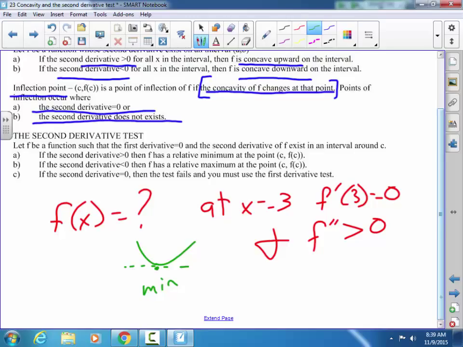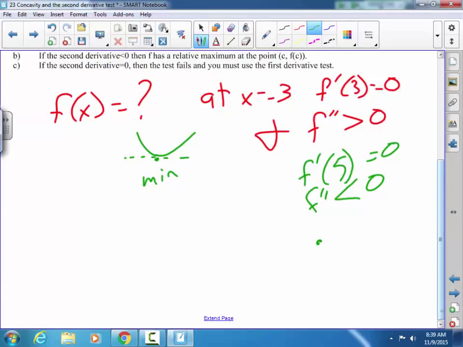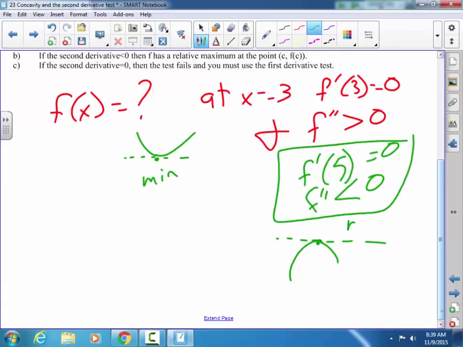So what if you know that the first derivative at 5 is equal to 0, and the second derivative is less than 0? So think about what that looks like, okay? First derivative is 0. Concave down means it won't hold water. That means it looks like this. So this point then would be a maximum. This point would be a minimum.